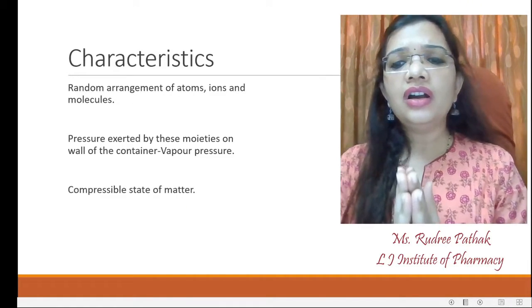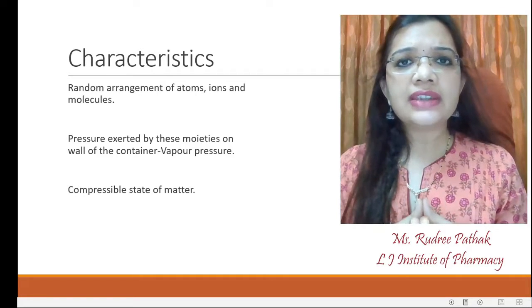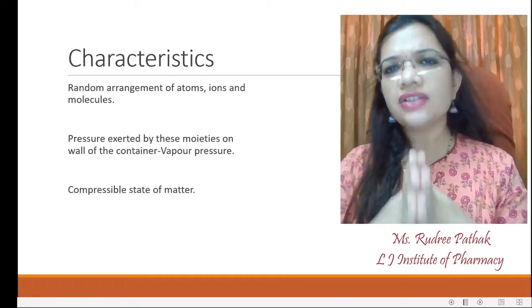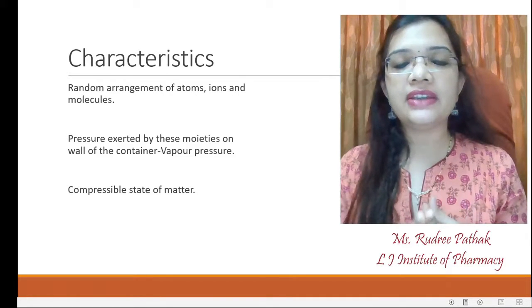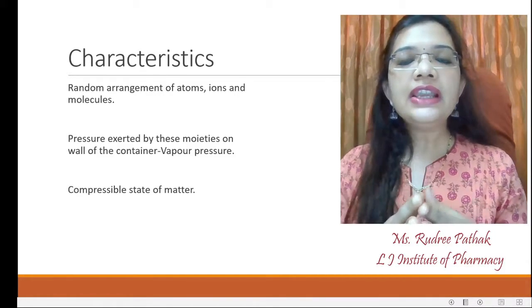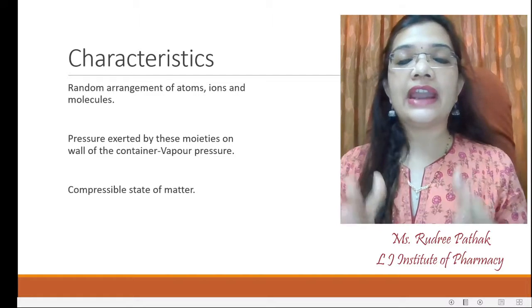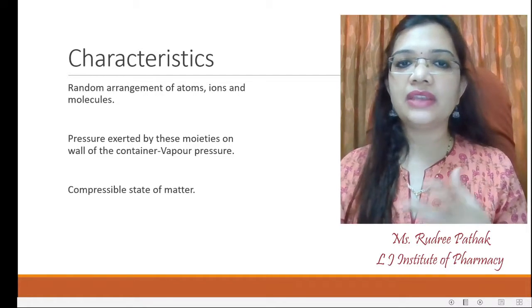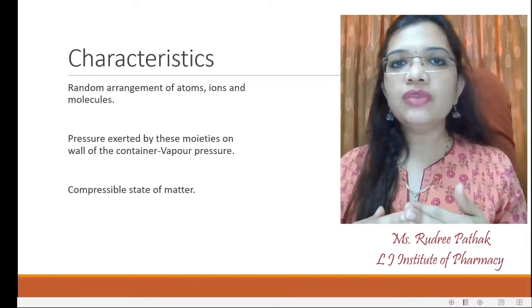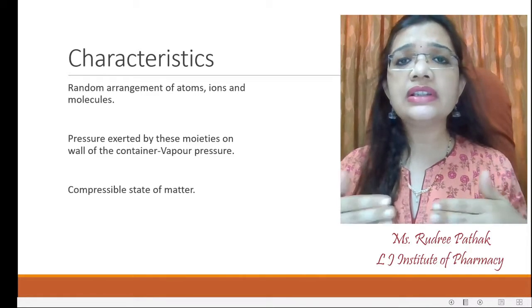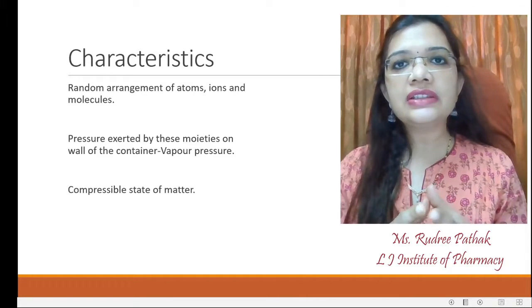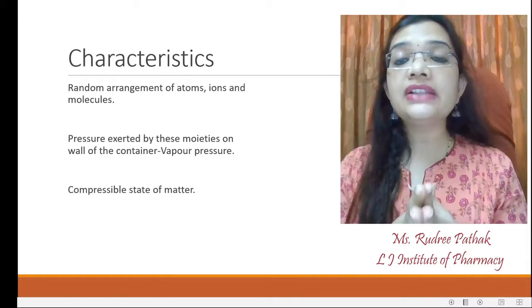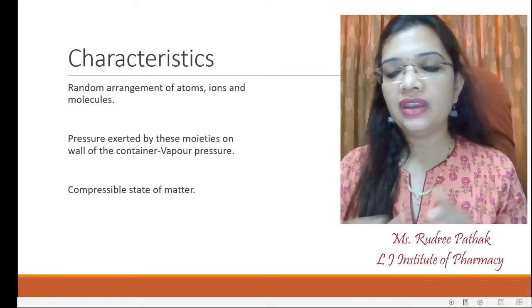So basically, a gaseous state is characterized by certain properties. We have listed a few over here in the presentation right now. Generally, gases are known for their random arrangement of atoms, ions, and molecules. The pressure which they exert in a closed system is known as vapor pressure, and the gaseous state is known as a compressible state of matter.